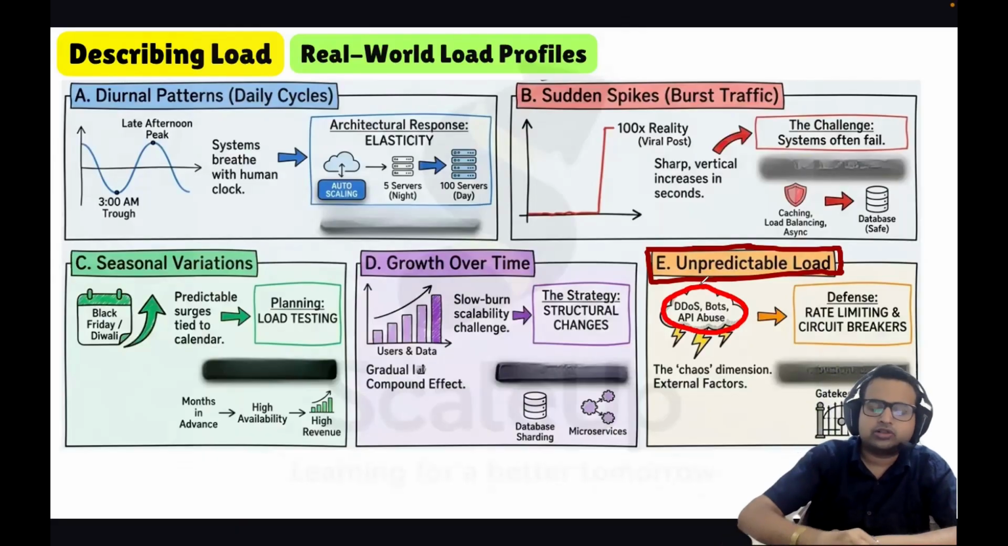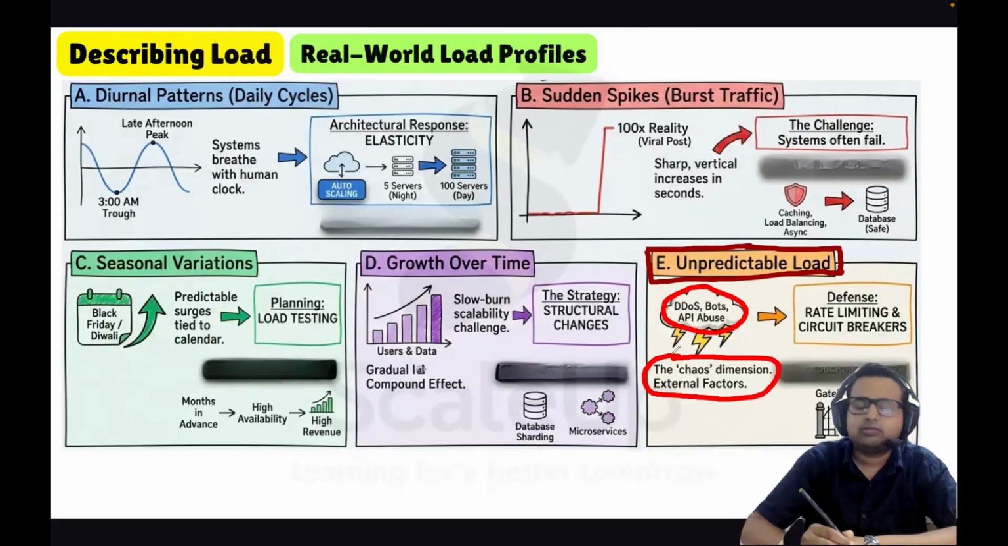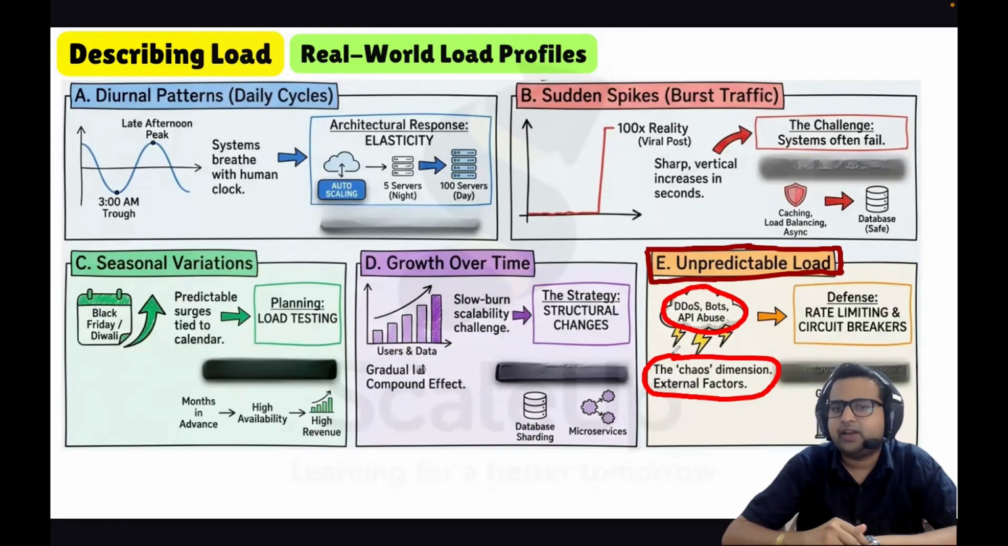And this is the chaos dimension of load, wherein the system all of a sudden starts experiencing unpredictable load because of some API abuse, bots, DDoS attacks, some external events. A DDoS attack isn't user load, but it consumes the same resources. Similarly, bot scrapers can suddenly double your traffic without adding any business value.